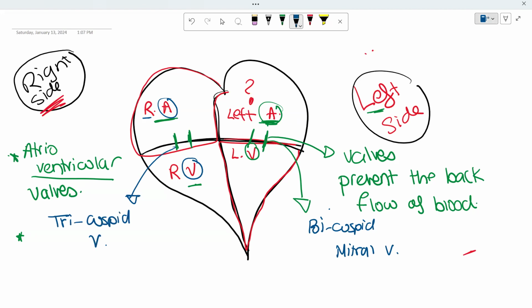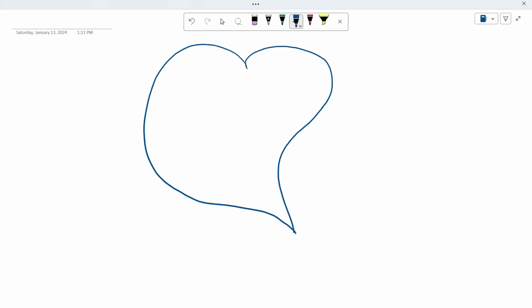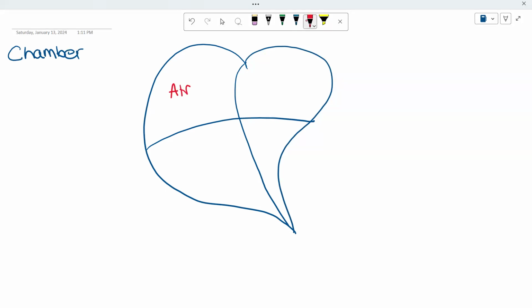So again, I will repeat all that, especially for the new students who are hearing this for the first time. We are studying the internal heart anatomy. I'm going to draw the normal heart that I usually draw. I will divide it into 4 divisions. Every division is called a chamber. I have 2 upper chambers known as the atria. So this is an atrium, and this is another atrium. And I have 2 lower chambers called the ventricles. So this is a ventricle, and this is another ventricle.